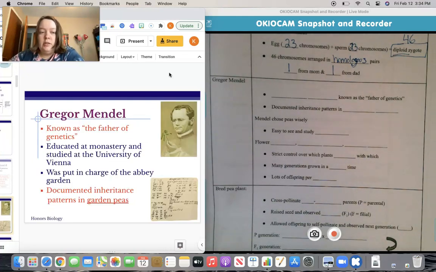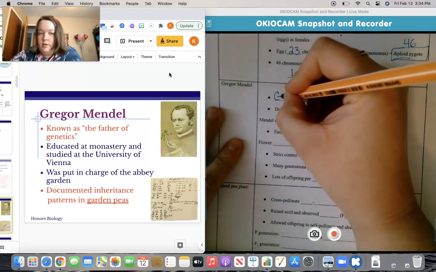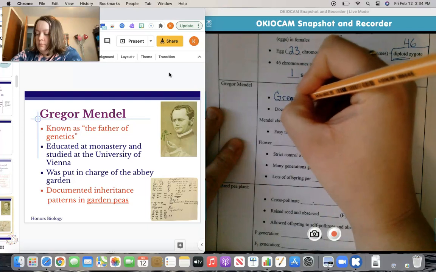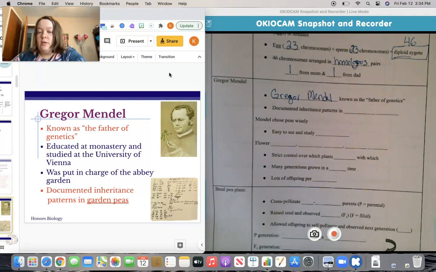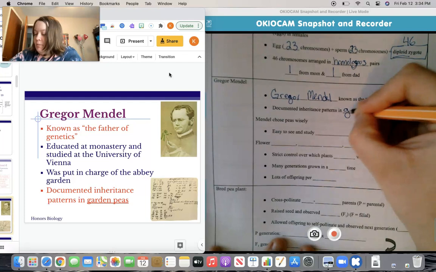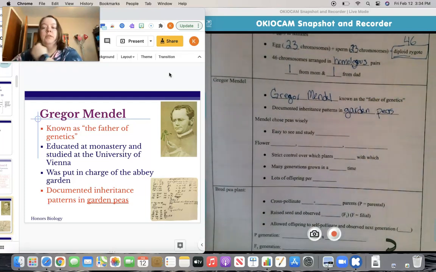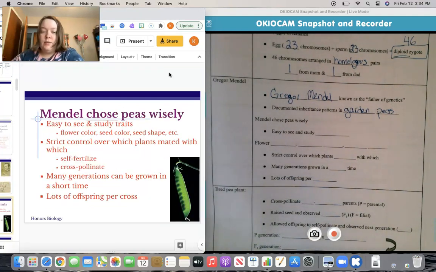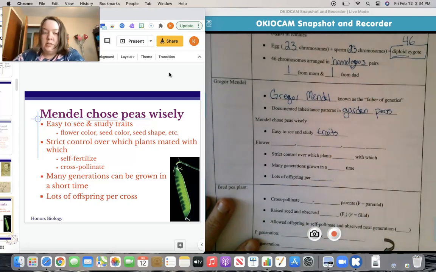All right, so continuing on, the father of genetics. His name is Gregor Mendel. Gregor Mendel is the father of genetics, and he did all of his work by studying garden peas. Now, you may be asking, of all the things in the world that he could study, why would he choose to study a garden pea? The reason is because garden peas have traits that are very easy to see and study.